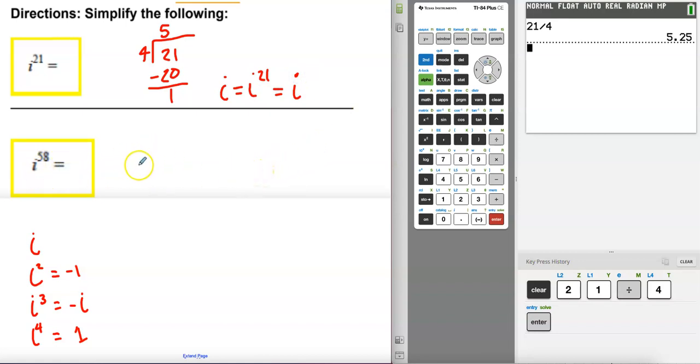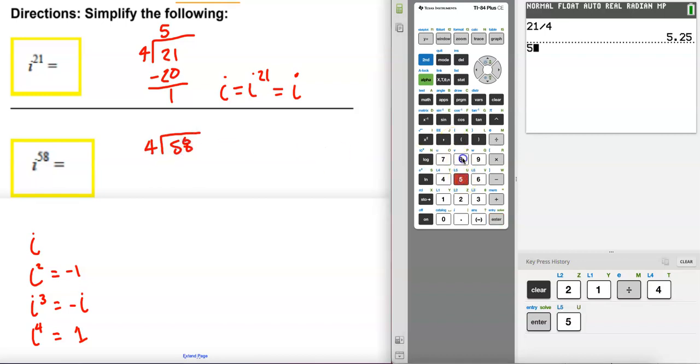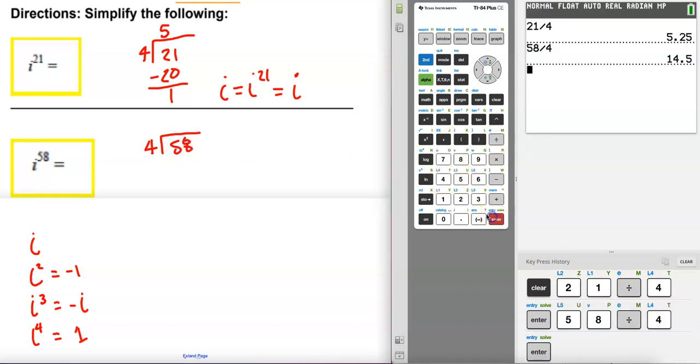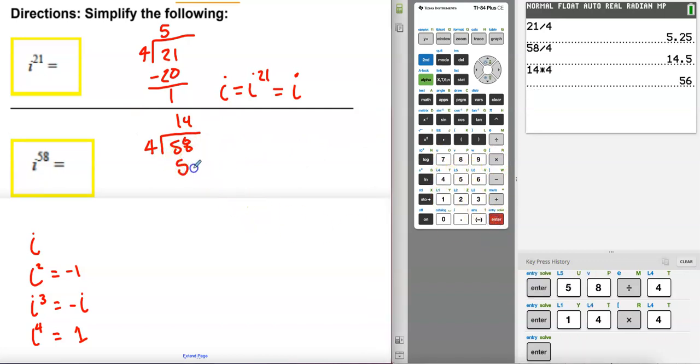Same thing for i to the 58th power. I'm going to take the 58 and divide it by 4. 58 divided by 4 goes in there 14 whole times. So 14 times 4 is 56. This time I have a remainder of 2. So this lets me know that i to the second is equivalent to i to the 58th power, and i to the second power is just -1. So this is just -1.